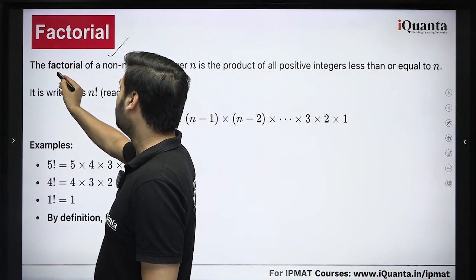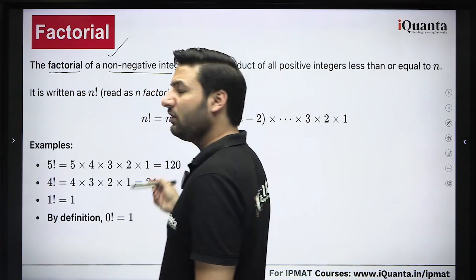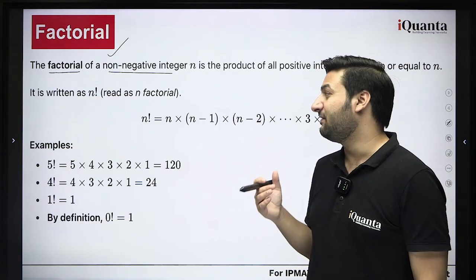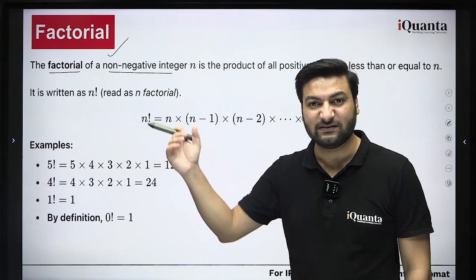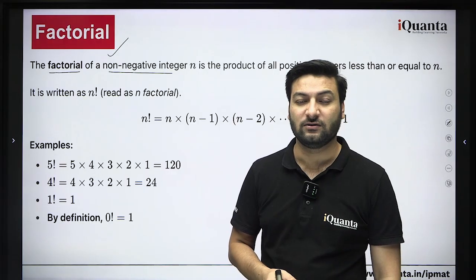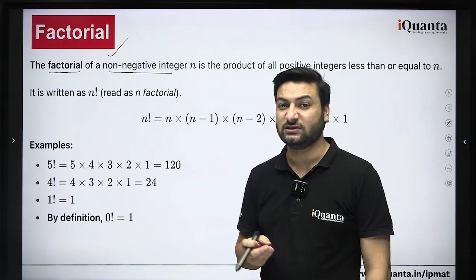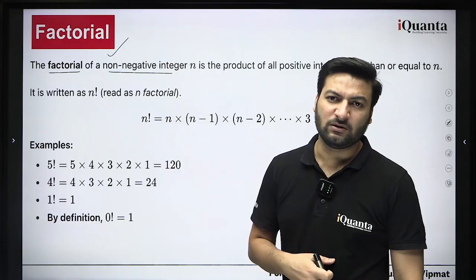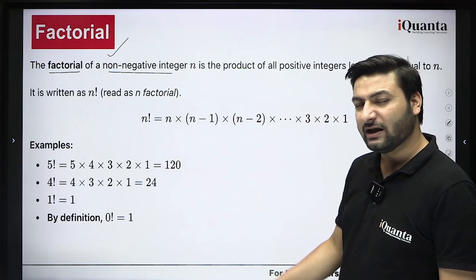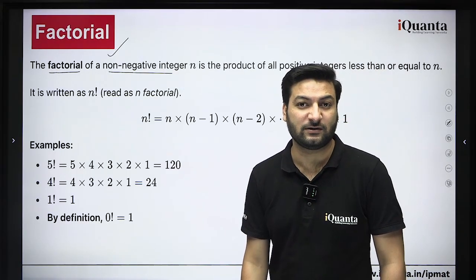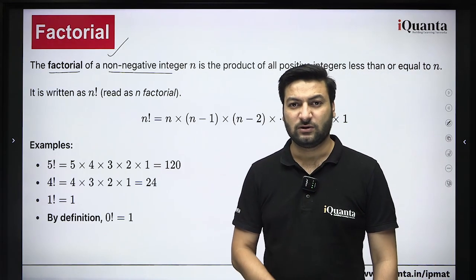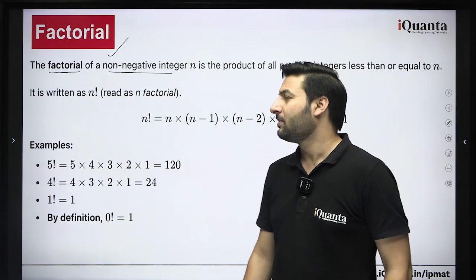So factorials are only defined for non-negative integers. That means factorial is defined for 0, 1, 2, 3, 4, 5, 6, 7, 8. It is not defined for non-integers. You cannot find 3.5 factorial. So 0 factorial makes sense because it's a non-negative integer. 1 factorial makes sense, 2 factorial makes sense. Factorial does not even exist for fractions. You cannot say 4 by 5 factorial. So that is the thing, and the factorial of negative numbers does not exist, it does not make sense.